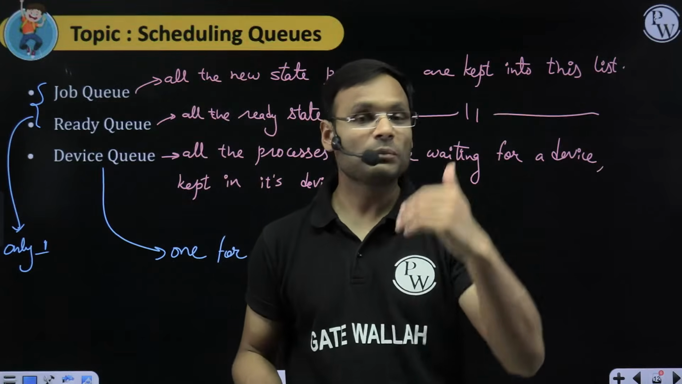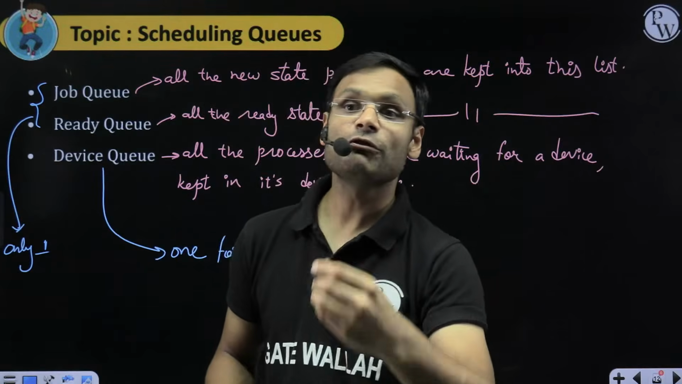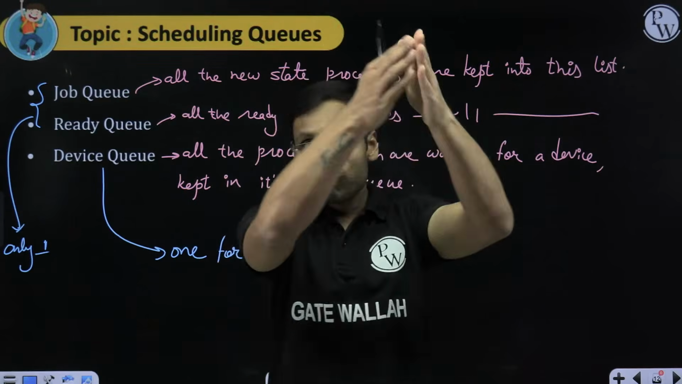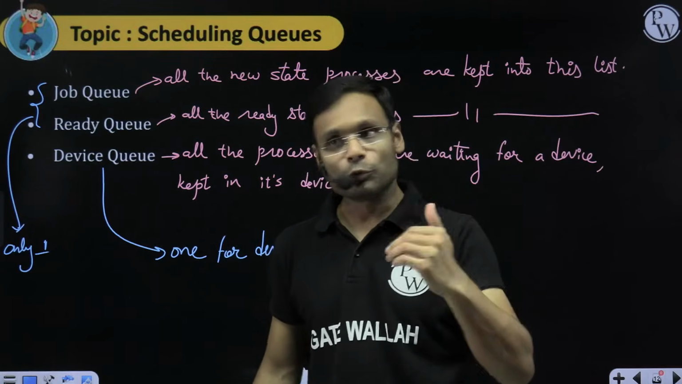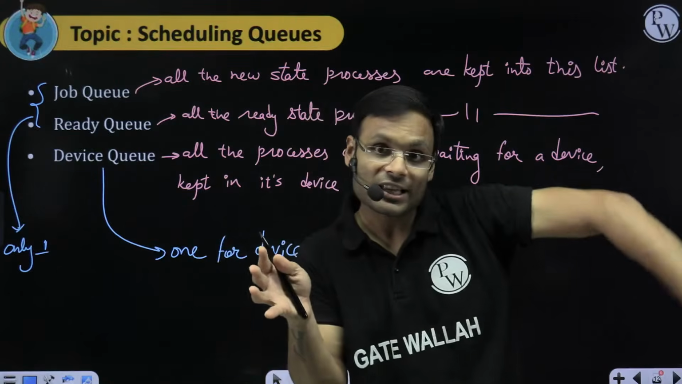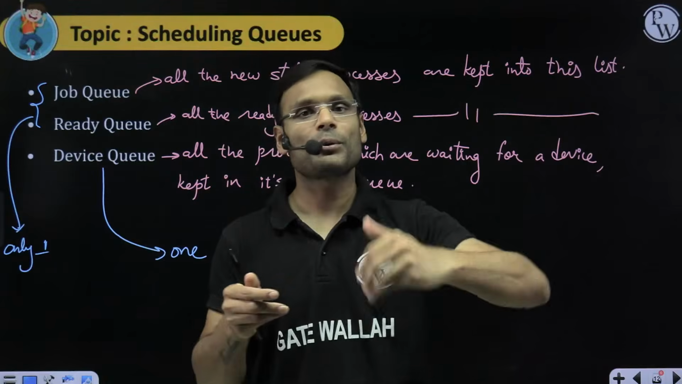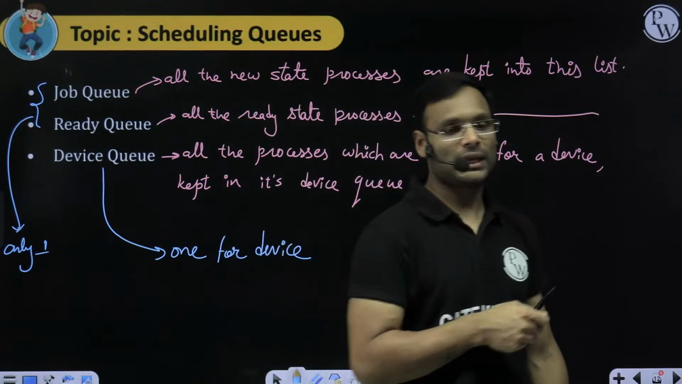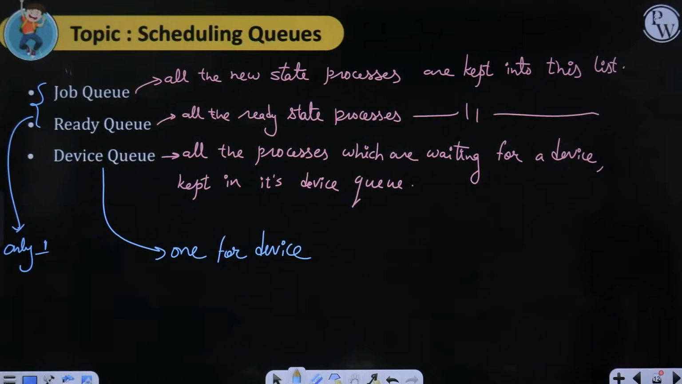If one process is using the hard disk and other four processes are waiting for the hard disk, then all four processes will be kept on the hard disk queue. If two other processes are waiting for the printer, then those two processes are kept in the printer's queue. So separate queues for separate devices are made. Understood that?